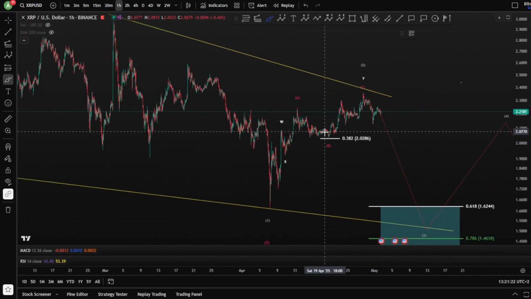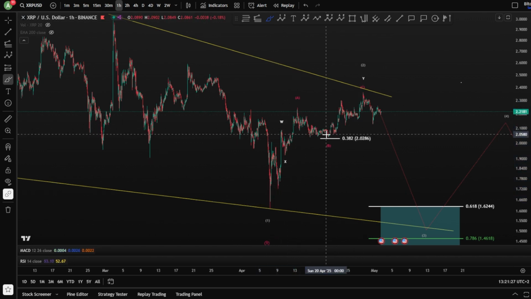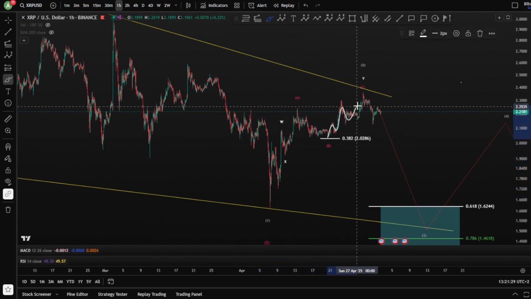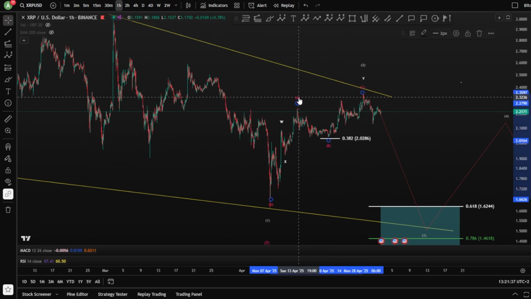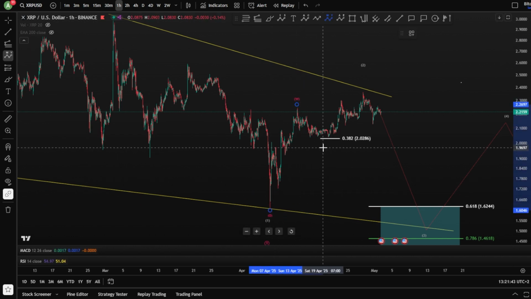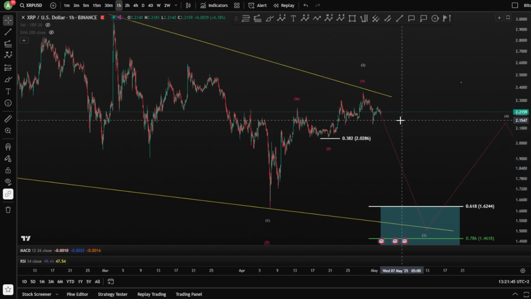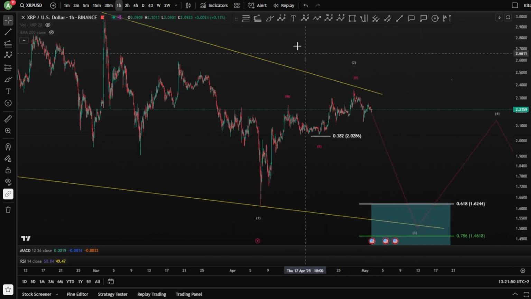In another scenario, I would take this as a full A, B, and a C, or W, X, and a Y, because you finished here potentially. It's not, of course, an impulse since you invalidated. Therefore, this is a three-wave corrective. So I'm gonna move this to something much more understandable: W, X, and a Y. Here we go. And then moving towards the downside, of course, for wave 3.